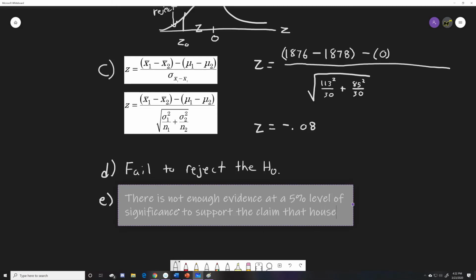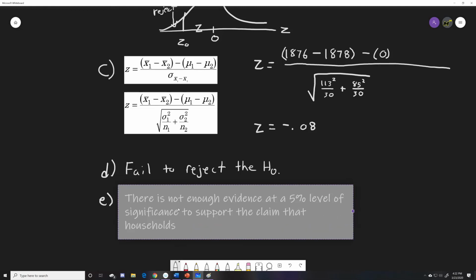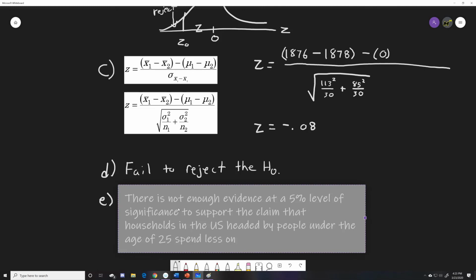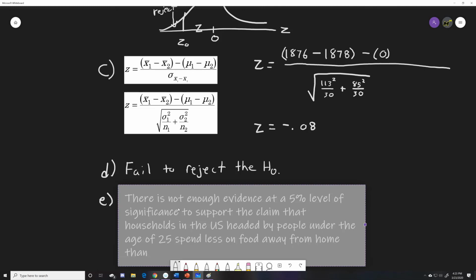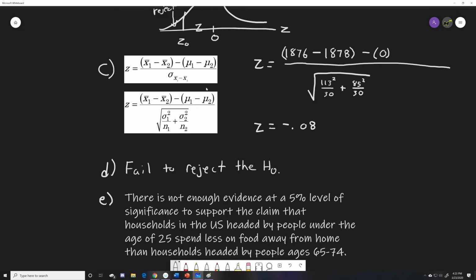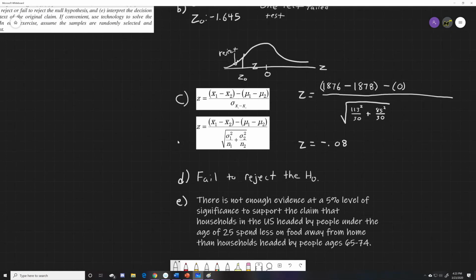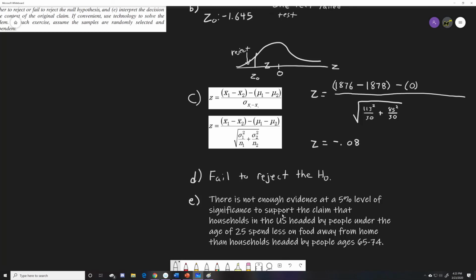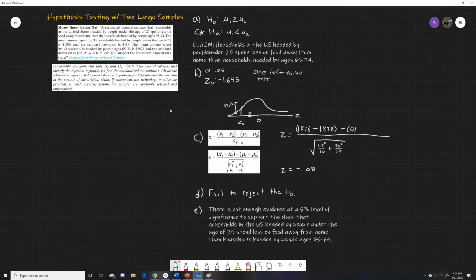there's not enough evidence at a 5% level of significance to support the claim that households in the U.S. headed by people under the age of 25 spend less on food away from home than households headed by people ages 65 to 74, okay? And that was the interpretation of this problem. Looks like we didn't get the rejection zone, and we couldn't support what they were saying. We tested it, and we can't support what they're saying.